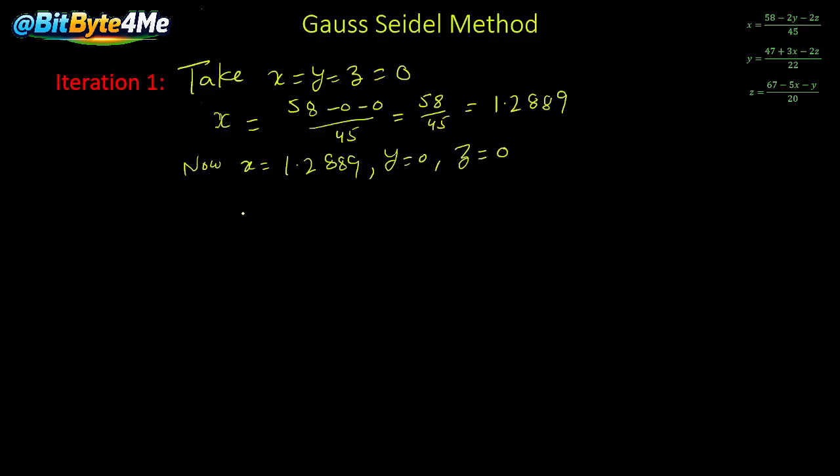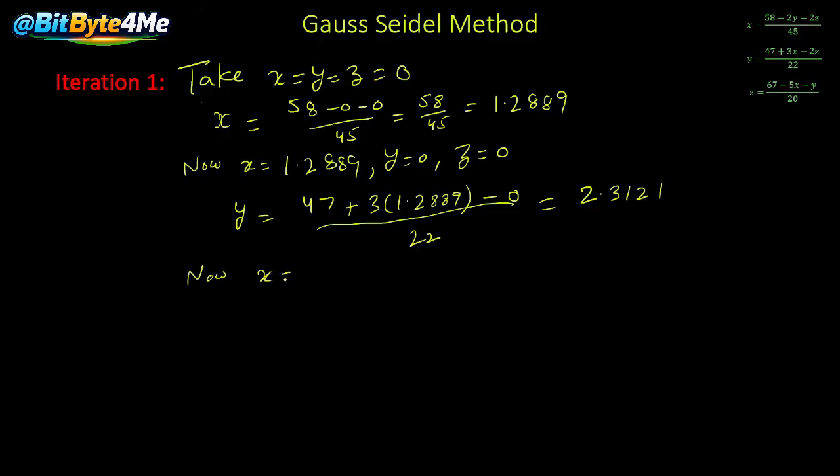So now we will find the value of y by using this equation, that is y is equal to 47 plus 3 into x. x की value है 1.2889 minus 2z, z is 0, so this will be 0 over 22. So अगर इसको कैलकुलेट करेंगे हम तो हमारे पास आएगा 2.3121. So now हमारे पास x की वैल्यू आ गई और y की आ गई.